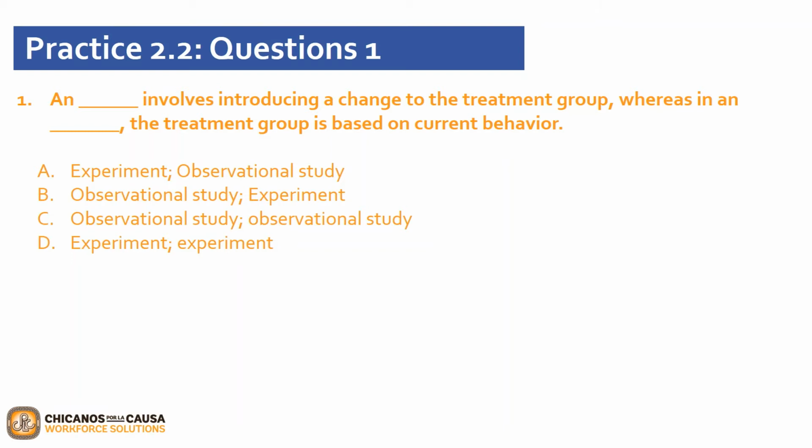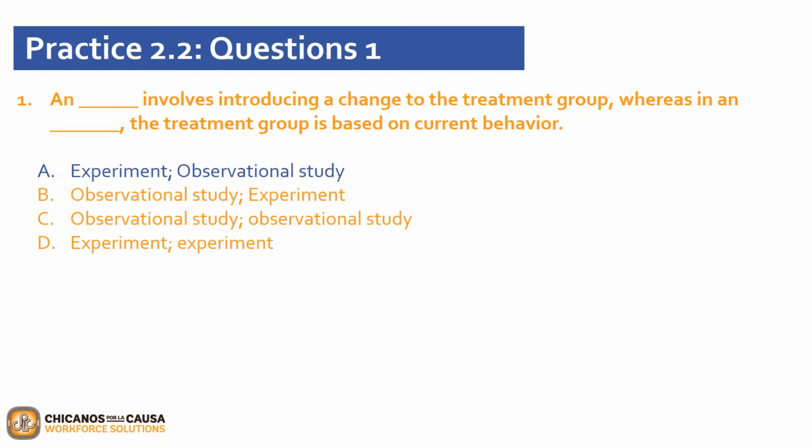Now, just from the context clues alone, we can see that in the statement itself, they utilize the word whereas, which is used to contrast two different things. Therefore, we can determine that the answers are not options C or D, as they list the same terms for both of the answers. Now, that leaves us with option A and option B. In this particular case, the correct answer is option A, experiment and observational study.